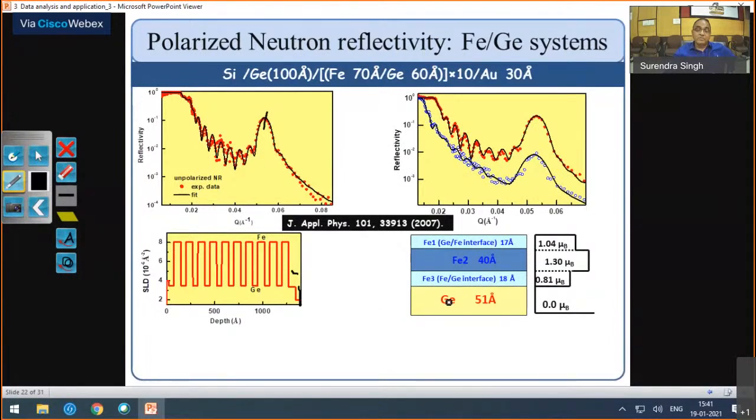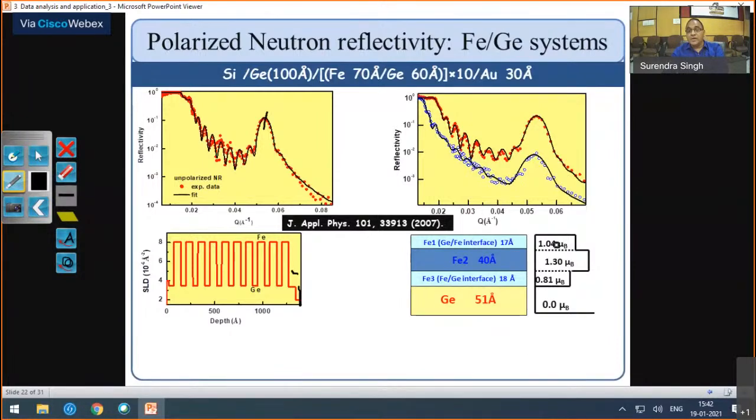Okay, and germanium is 51 angstrom, which doesn't have any magnetic moment, zero magnetic. So what we found are two interfaces. We have different magnetic moment, which may be due to the asymmetric diffusion when we grow iron on germanium and germanium on iron. Because one of the things from XRD we found is iron is crystalline and germanium is non-crystalline.